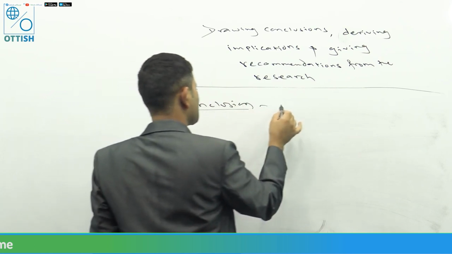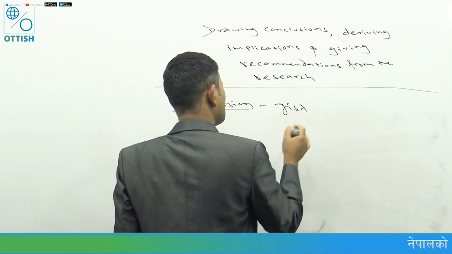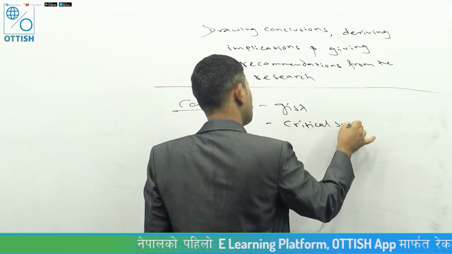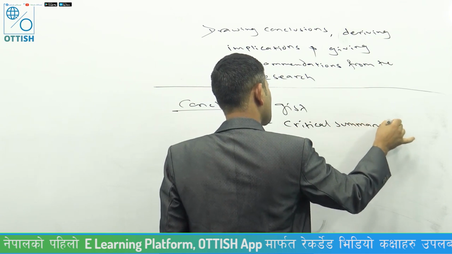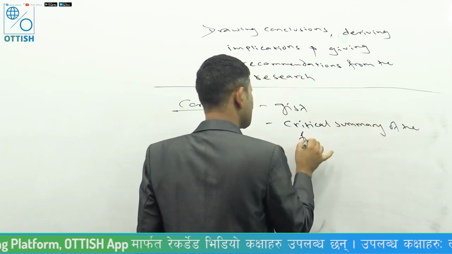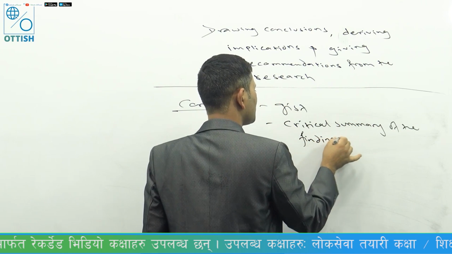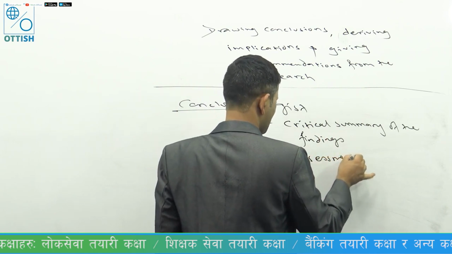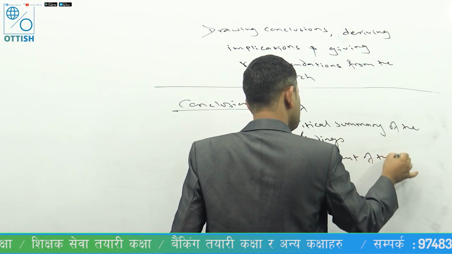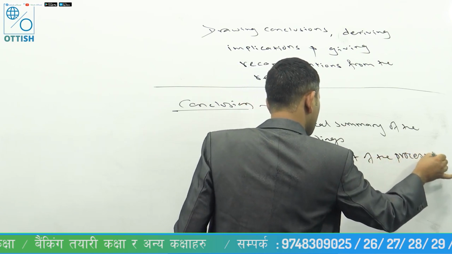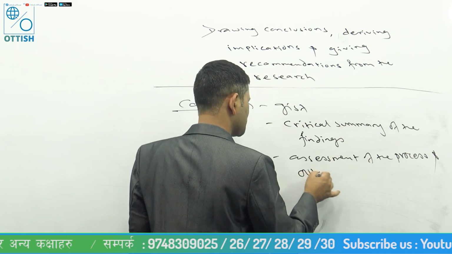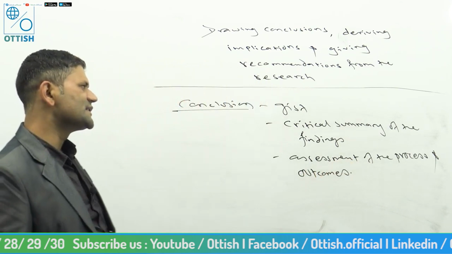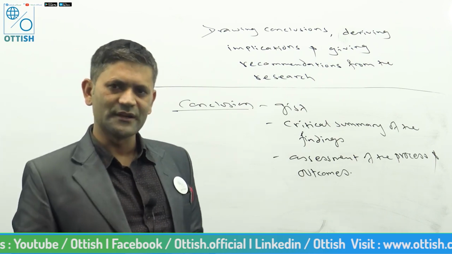Conclusion, in other words, we can say gist. It is a critical summary of the findings, or it is an assessment of the process employed and the outcomes. Assessment of the process as well as the outcome is conclusion.